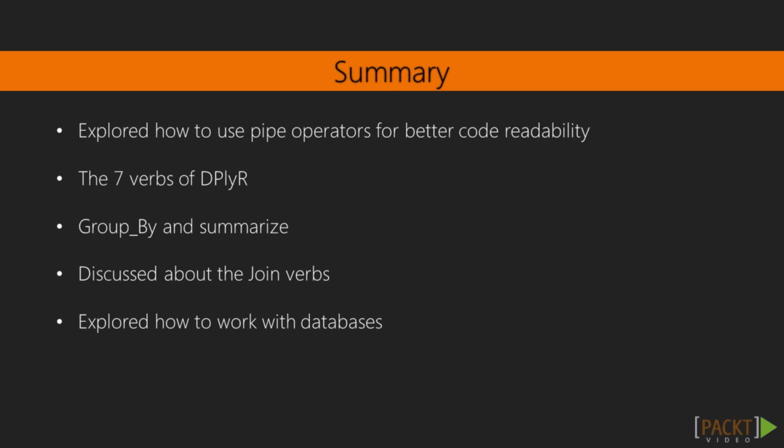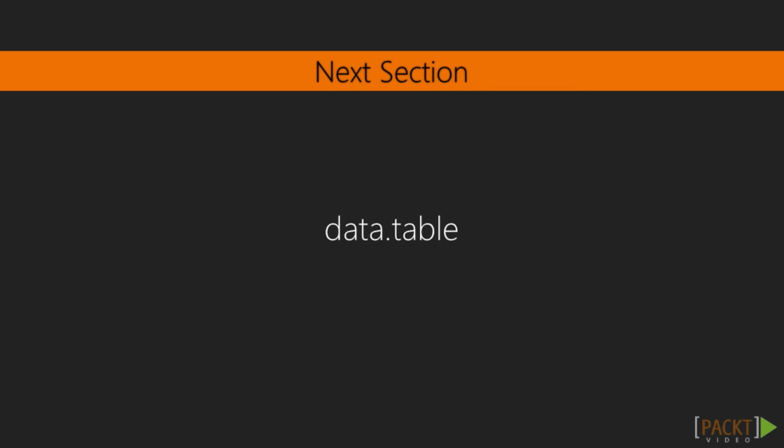With that, we complete the dplyr section. We have learnt how to use pipe operators for better code readability, and the 7 verbs of dplyr, grouping operations, and the join verbs. And finally, we learnt to work with databases without writing SQL. In the next section, we will learn how to use the data.table package to do super fast data manipulations while writing minimal code. If you are keen about learning super fast data manipulation techniques and frequently handle large datasets, you will find the next section very resourceful.